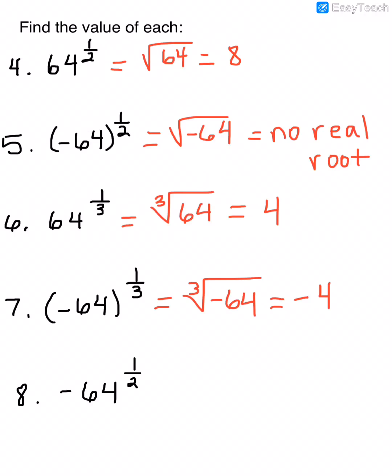Number 8 is very similar to number 5. Can you see what the difference is? There's no parentheses in number 8. So this means the negative is not being raised to the power. Only the 64 is being raised to the 1/2 power. So we're only taking the square root of 64, and that 1/2 stays on the outside. We can do this since the negative is not under the radical. And this would be -8 because the square root of 64 is 8.